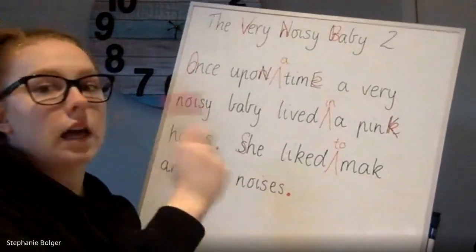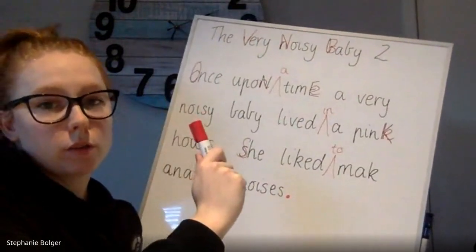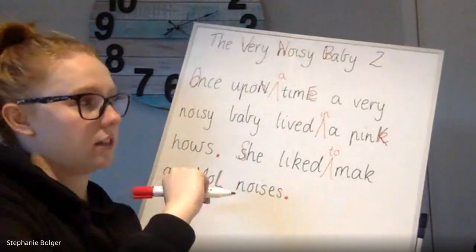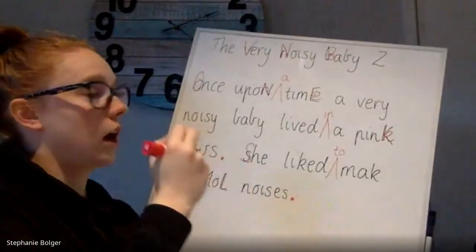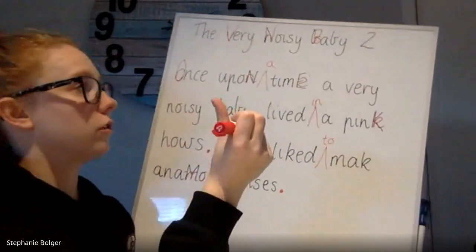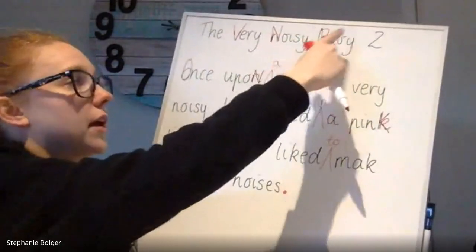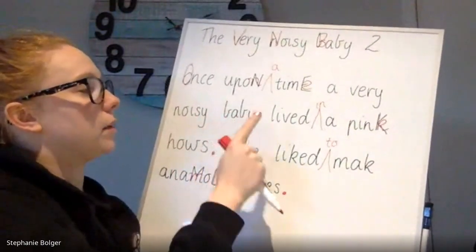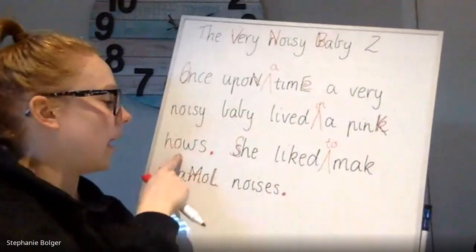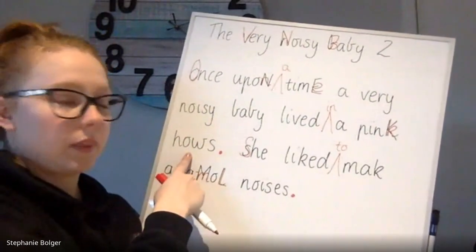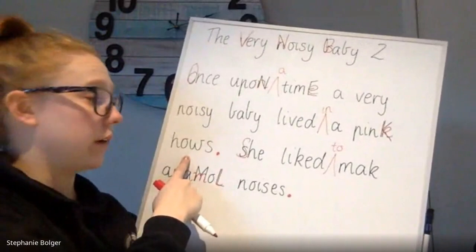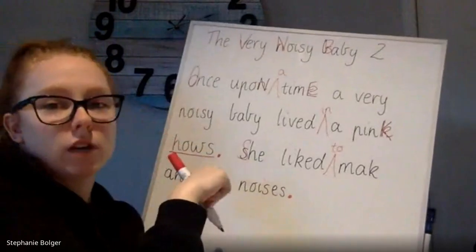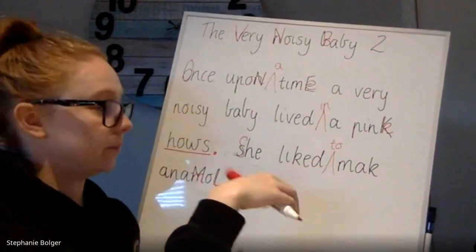All right. Last time I'm going to read it. What I'm going to be looking for now is any words that I think I didn't spell right. So if I thought that I spelt them wrong, I'm going to put a line underneath it. I'll show you how. Once upon a time, a very noisy baby lived in a pink house. I tried my best sounding out this word, but I don't think it's right. So I'm going to put a line underneath it. And when I finish reading, I'm going to go and look in my dictionary for it.